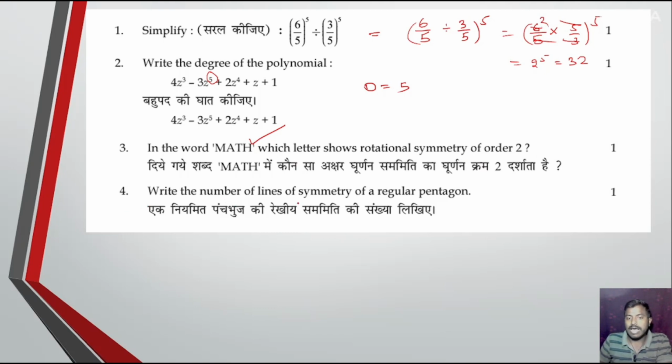Next, question number 4. Write the number of lines of symmetry of a regular pentagon. We know that pentagon means n equal to 5. So the number of lines of symmetry is equal to the number of sides. Here the number of sides is 5, so the lines of symmetry is 5. You should also know that a hexagon has 6 sides, heptagon 7 sides, octagon 8, nonagon 9 and decagon 10. Clear?